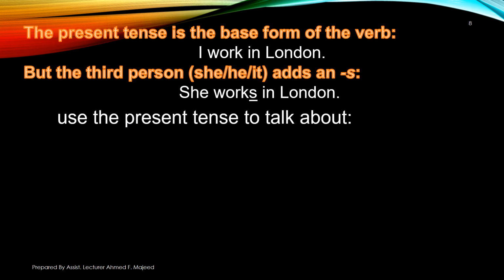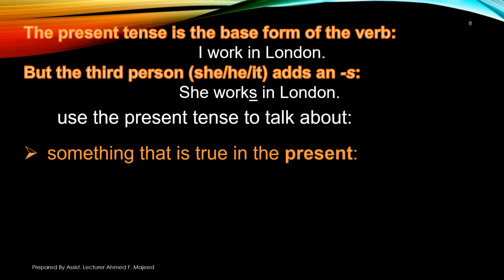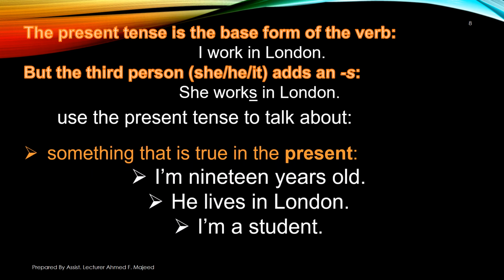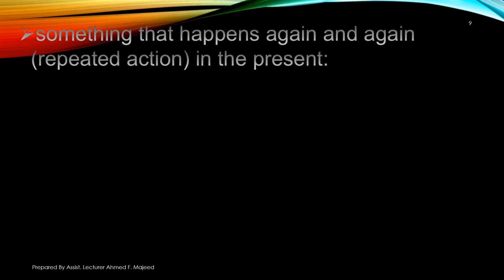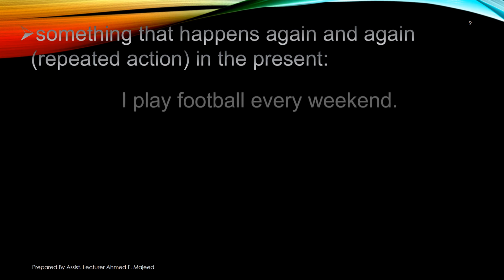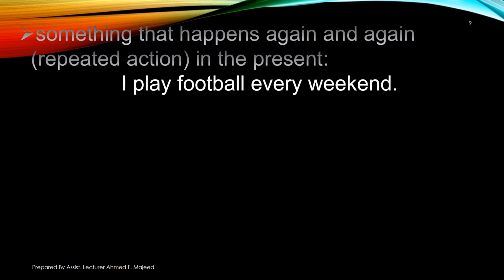We use the present tense to talk about something that is true in the present. For example, I'm 19 years old. He lives in London. I'm a student. And also, we use it for something that happens again and again, or what we call repeated action in the present. I play football every weekend.